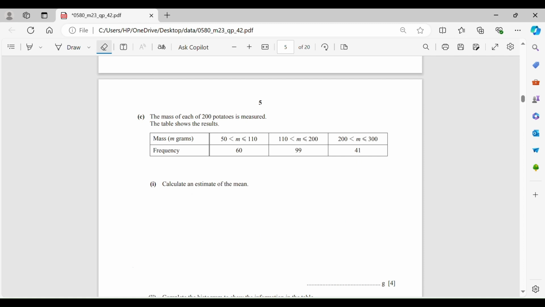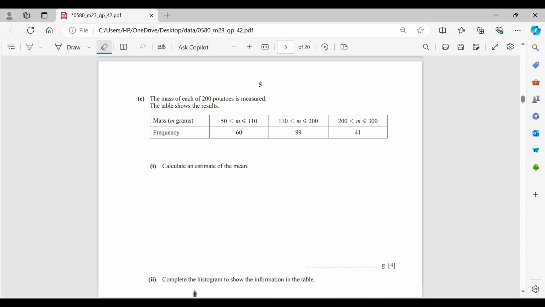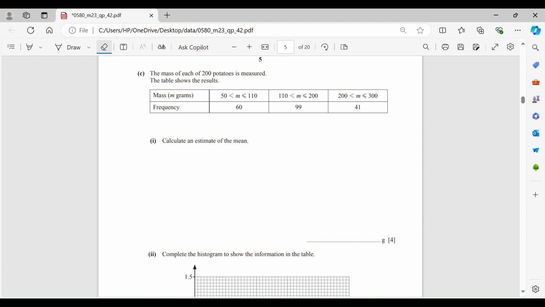Next part, C part. The mass of each of 200 potatoes is measured. The table shows the result. Calculate an estimate of the mean. So we have to find the estimated mean, right? For this, we need to find the midpoint of the mass, right? So we will make the table for this. Midpoint of mass, let's take it as x1. The first is 160 divided by 2, which is 80.